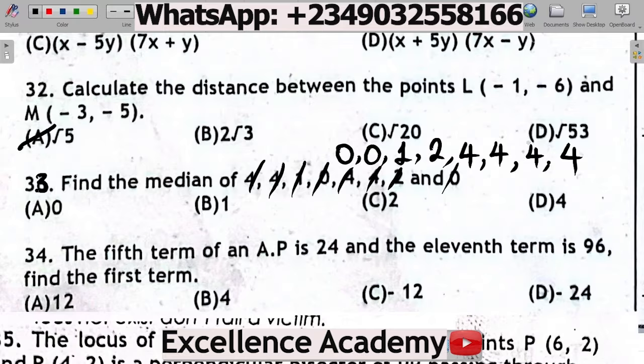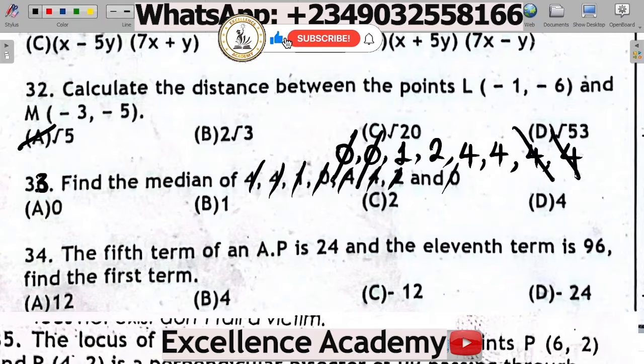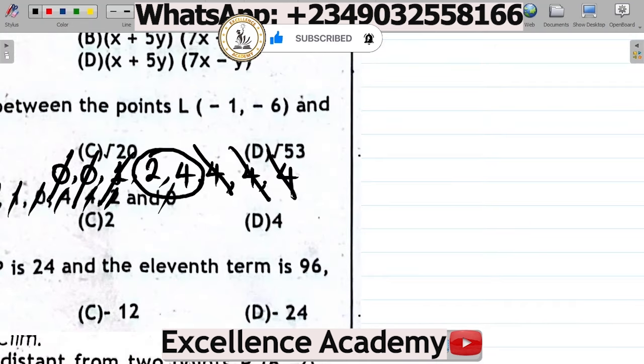So to get the median of any set of numbers, arrange them in ascending order from the least to the greatest number. When you're done, cancel them from both sides. From the left I cancel 1, 2, and from the right hand side 1, 2. Cancel again, 1 from here, 1 from here. You see that I'm left with 2 and 4. If you're left with two numbers like this, you just add the two numbers.